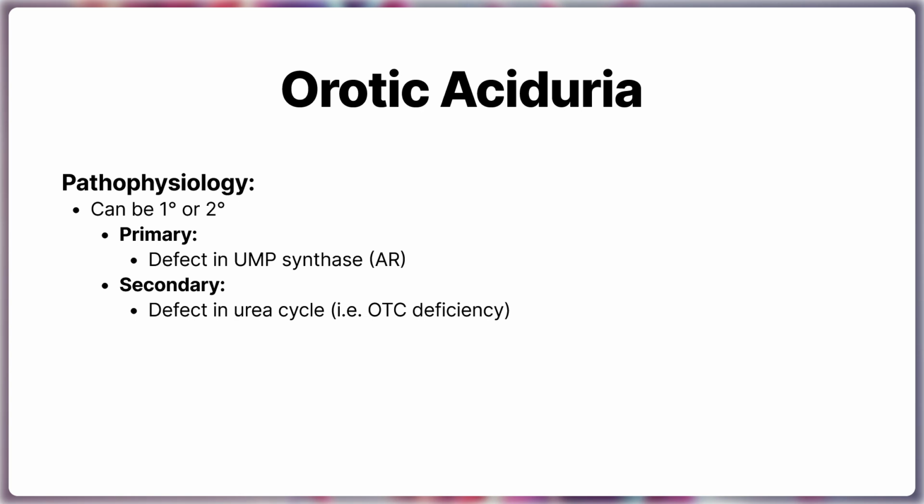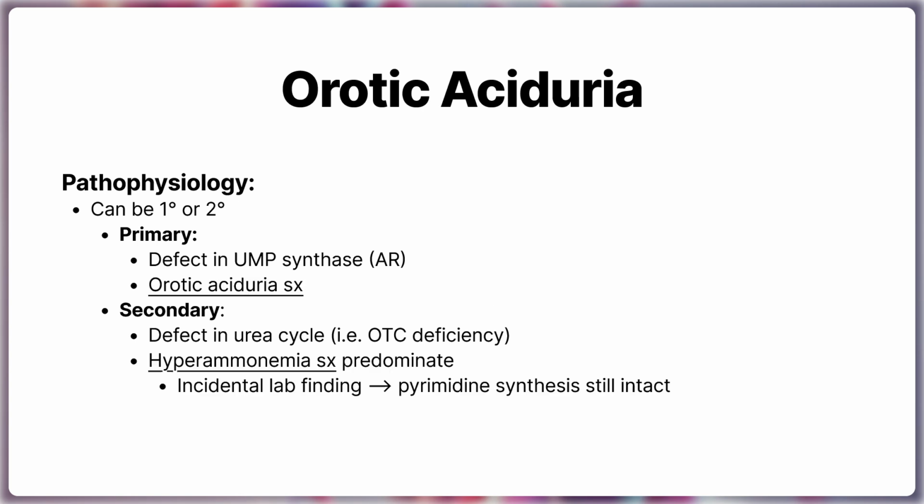Because DNA and RNA synthesis is completely normal in secondary orotic aciduria, we actually don't see the classic symptoms of orotic aciduria. Instead, the orotic acid in the urine is basically just an incidental lab finding, with the main symptoms actually being due to hyperammonemia, which include neurological disturbances and other systemic effects of a defective urea cycle.